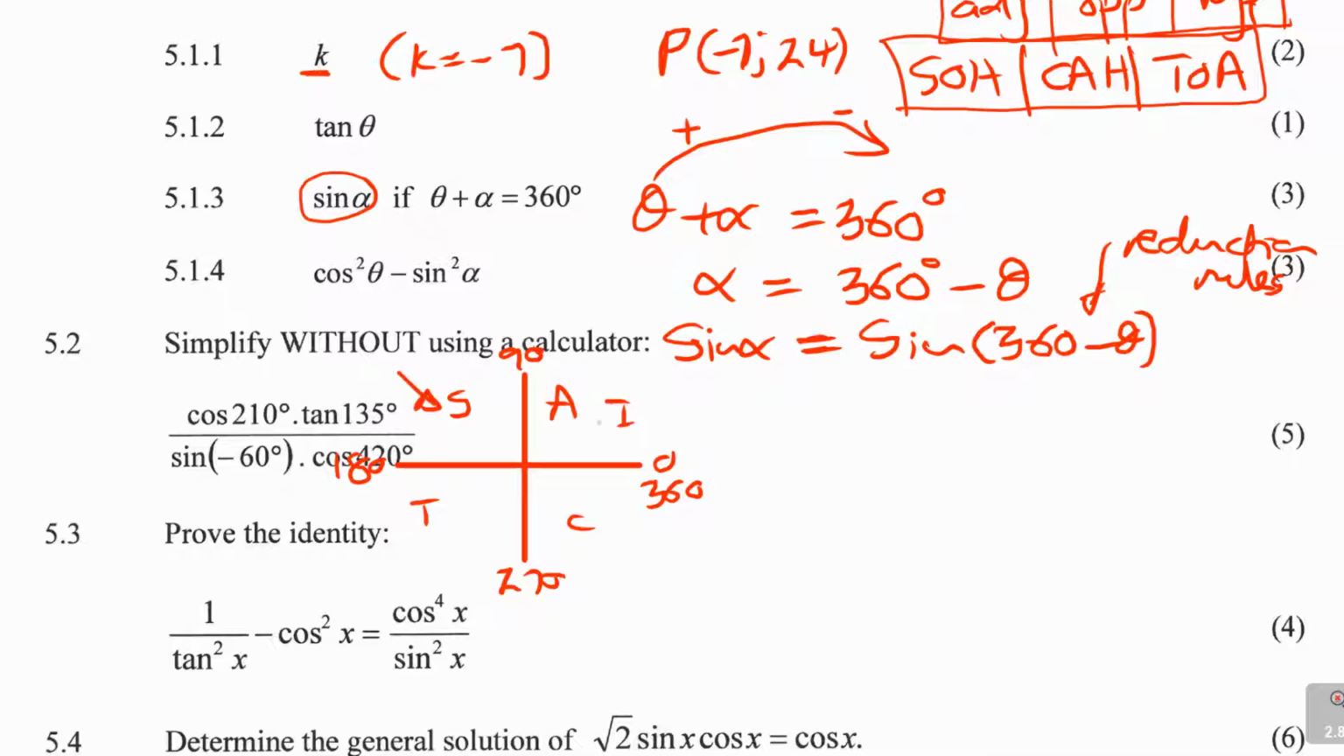This is the first quadrant, this is the second quadrant, this is the third, and this is the fourth quadrant. That's where my 360 is. Now in the fourth quadrant, the reduction rule is what? It is 360 degrees minus theta.